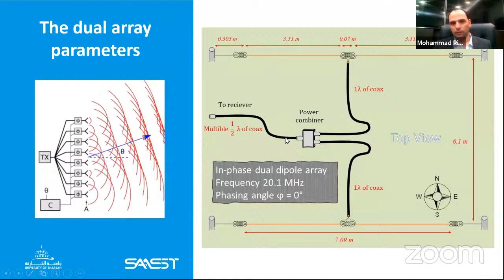This output could go to a receiver if you built an array of only one element. This is called one element, or one bay. Otherwise, you can connect this one not to a receiver but to the combiner that is connected with the other elements, if you have a multi-element array. So our working frequency is 20.1 megahertz, a mid-range in the decametric radio band.